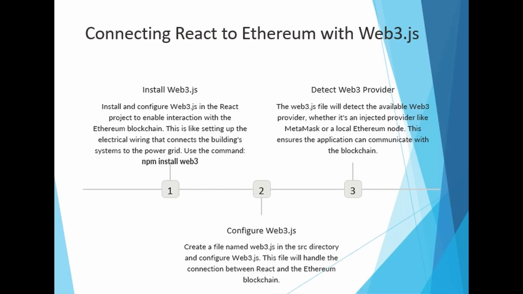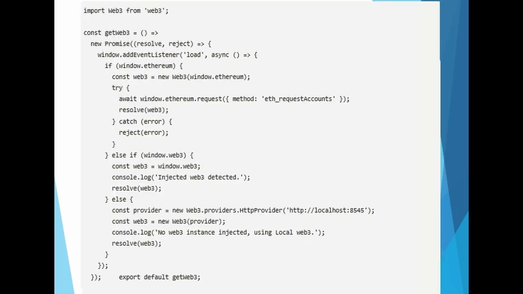Then we create a file named web3.js in the src directory and configure it. This file will handle the connection between React and the Ethereum blockchain. This web3.js file will detect the available web3 provider, whether it's an injected provider like MetaMask or a local Ethereum node. This ensures the app can communicate with the blockchain. This code is an example of the web3.js file we create.